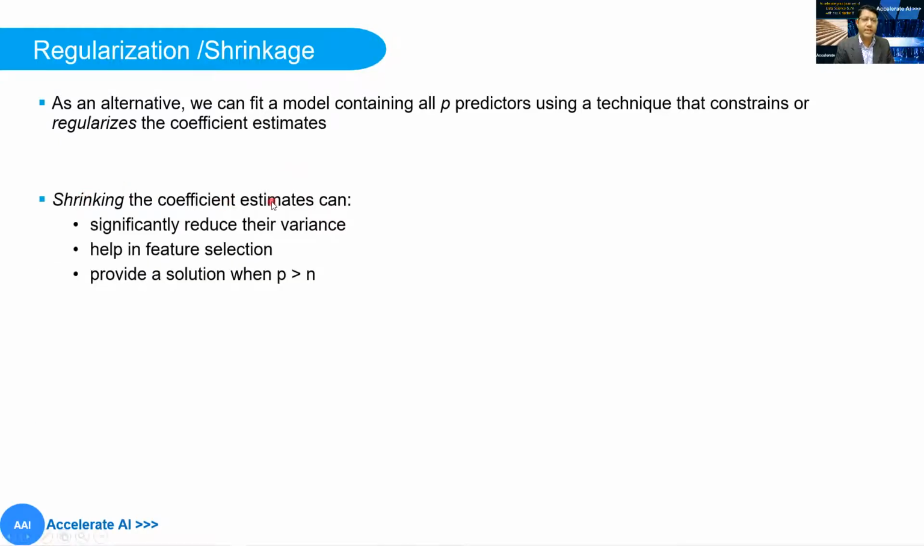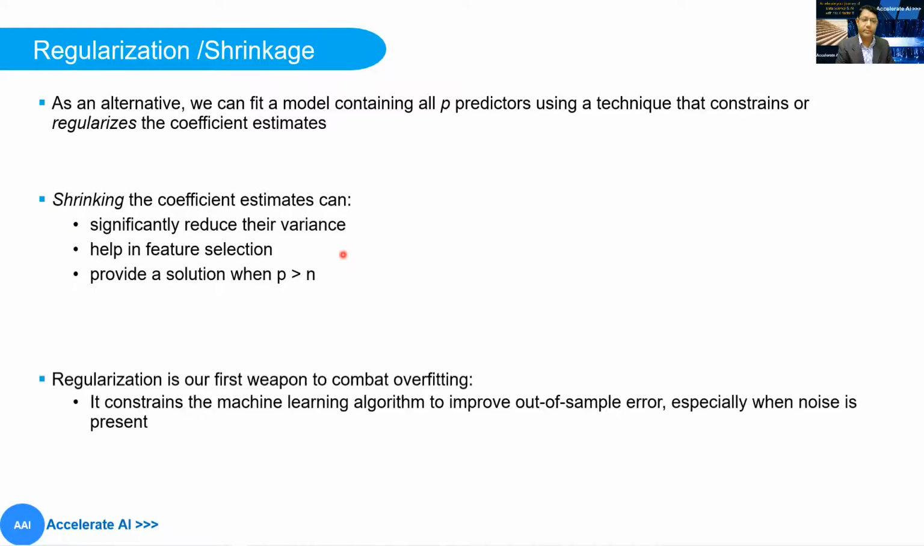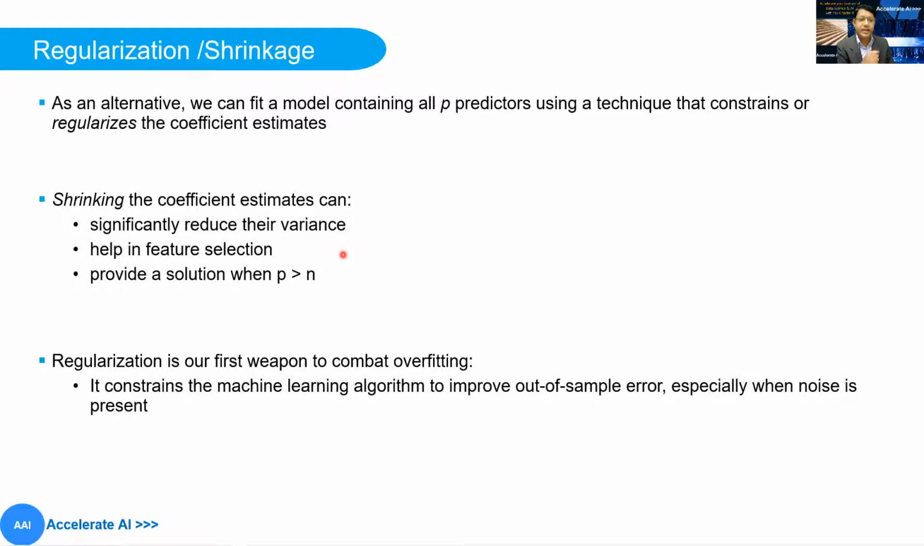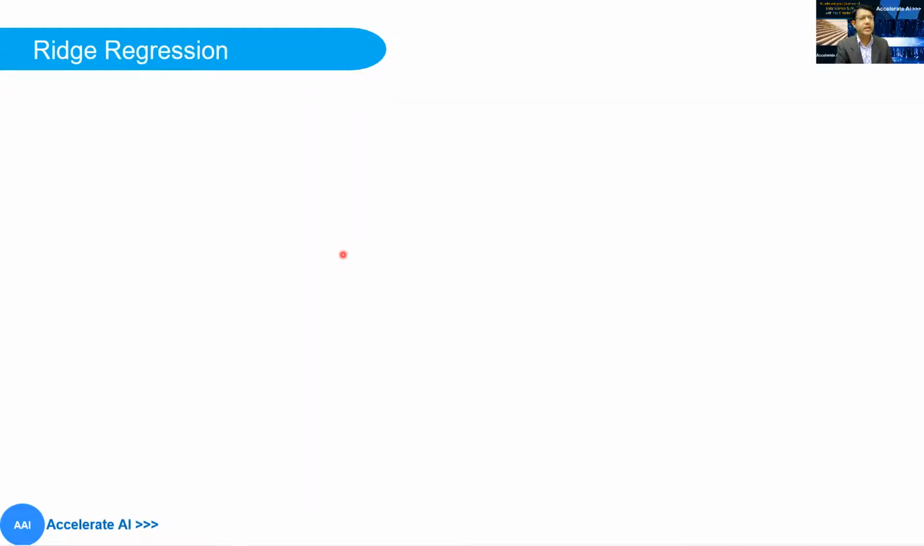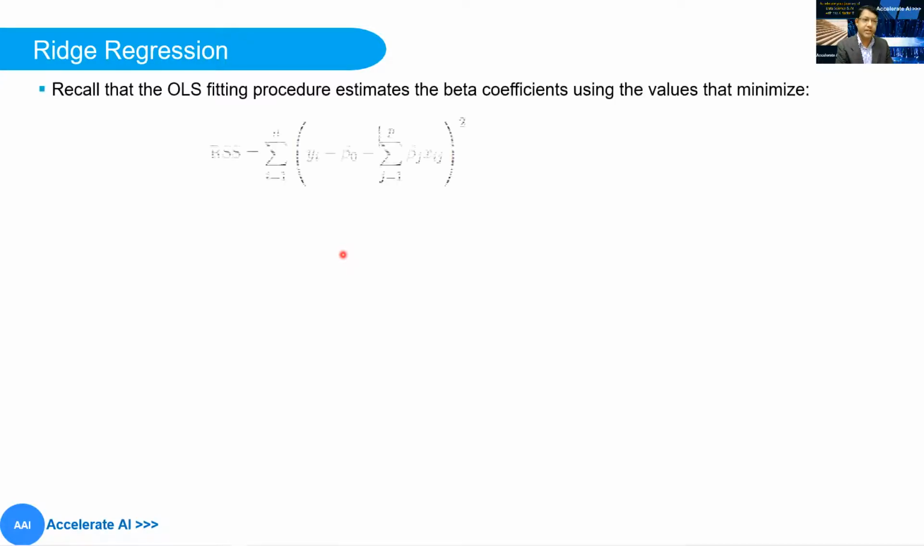Shrinking the coefficient estimates helps us in three ways. It significantly reduces the variance, it helps in feature selection, and it also provides a solution when the number of features is larger than the number of data points themselves. That's quite powerful. Regularization is one of the very first weapons for combating overfitting as well. It tries to constrain the machine learning algorithm and improves our out of sample error, especially when we have noise present. So let's talk about the very first type of penalized regression, which is called ridge regression.